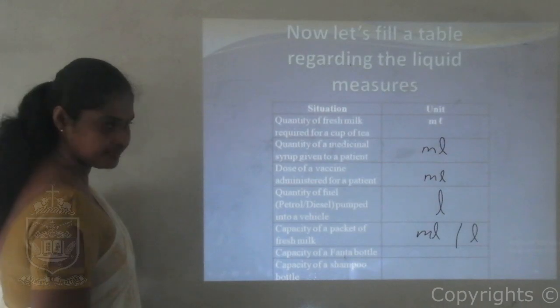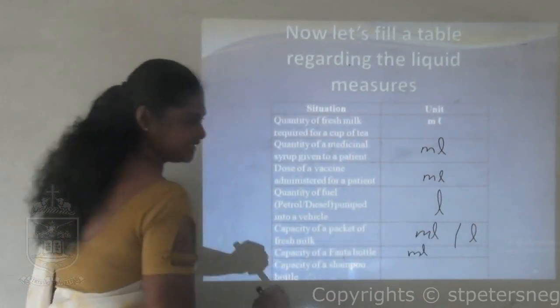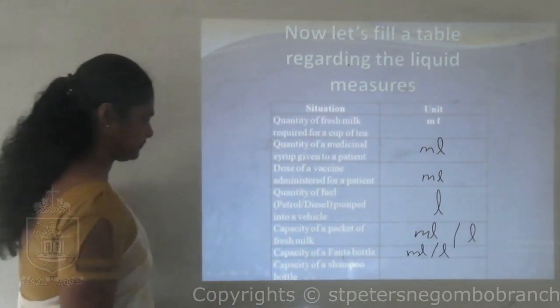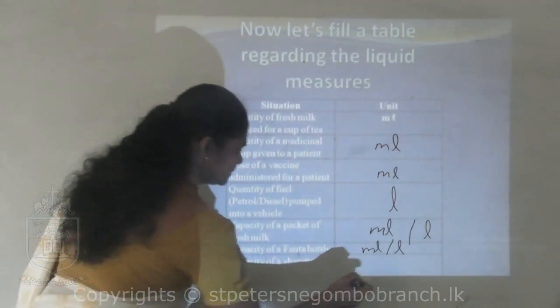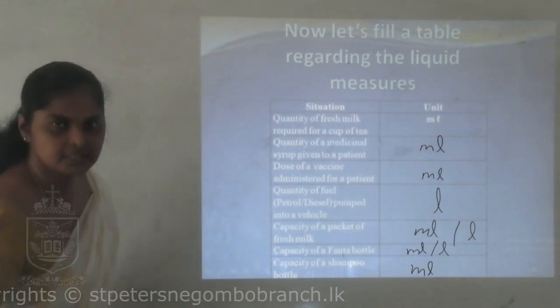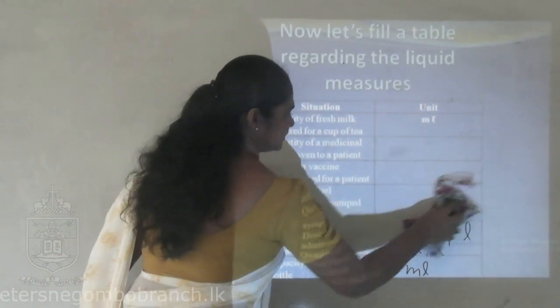Capacity of a Fanta bottle, milliliters. If it is a small one, milliliters. If it is a mega bottle, that is liters. And capacity of a shampoo bottle, of course, that is in milliliters. Okay. Now let's move on to the next slide.